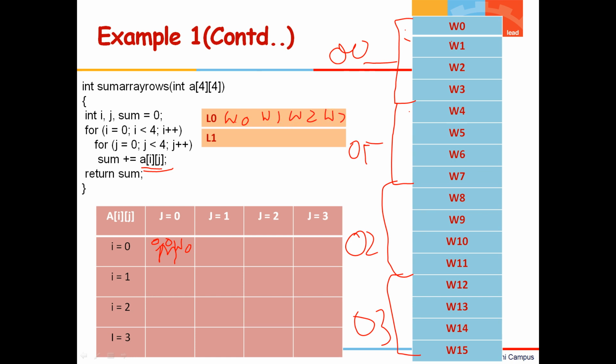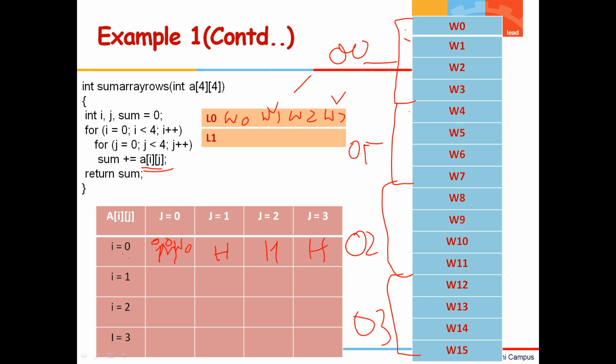Now the next reference is for i equal to 0, j equal to 1. It will be a hit because it is already there in the cache. The third one is i equal to 0, j equal to 2. This also will be a hit because it is already there. Then the next one is i equal to 0, j equal to 3. It will also be a hit because it's already there.